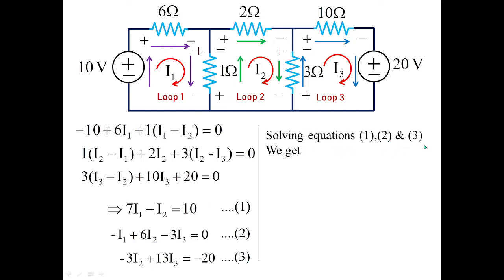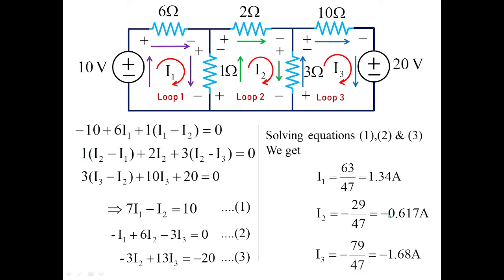So you need to solve equations 1, 2, 3 in order to get the values of the currents, that is the loop currents. I1 is equal to 1.34 amperes, I2 is equal to minus 0.617 amperes, and I3 is equal to minus 1.68 amperes. So this is how we calculate the loop currents using mesh analysis.